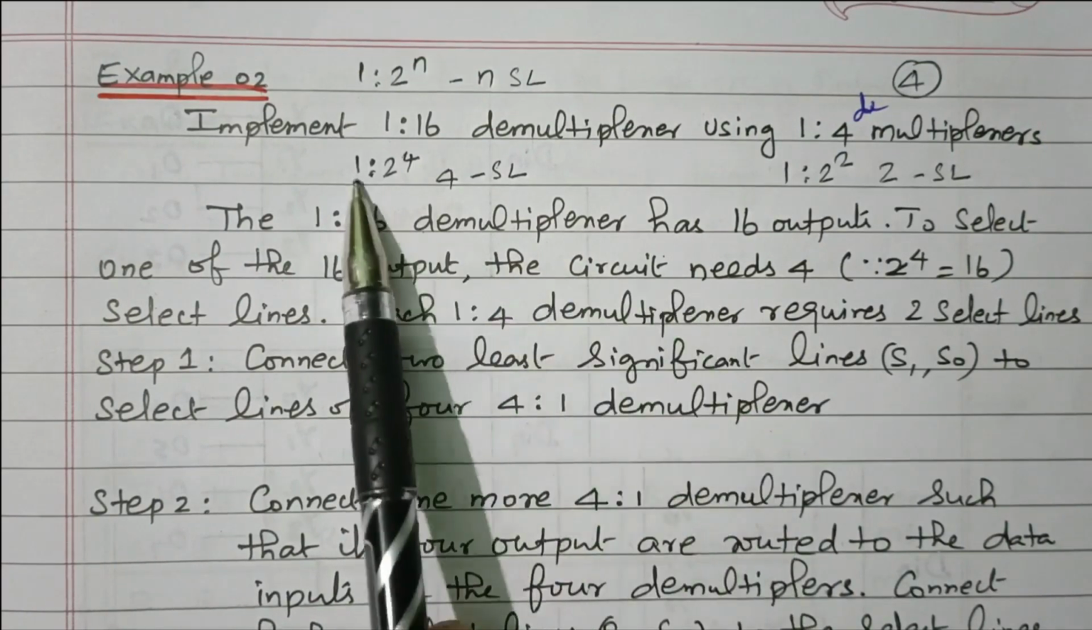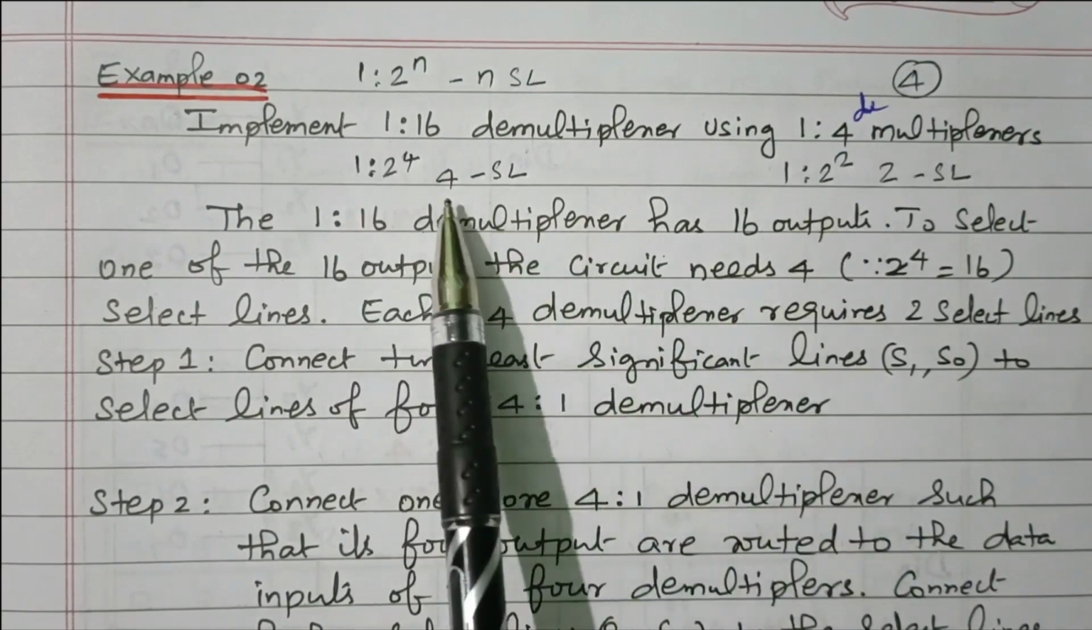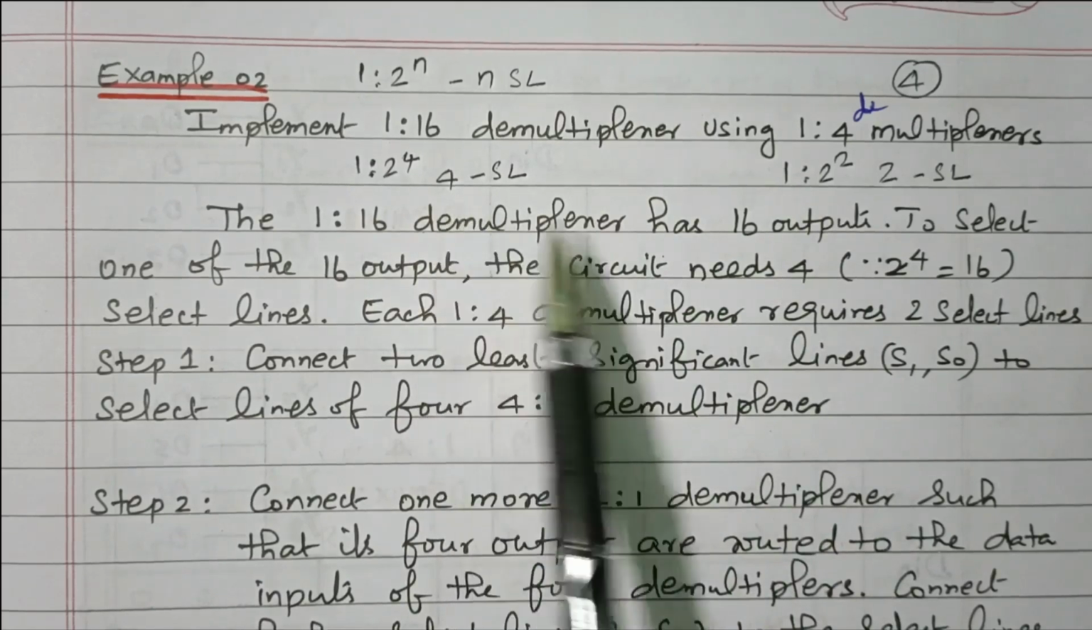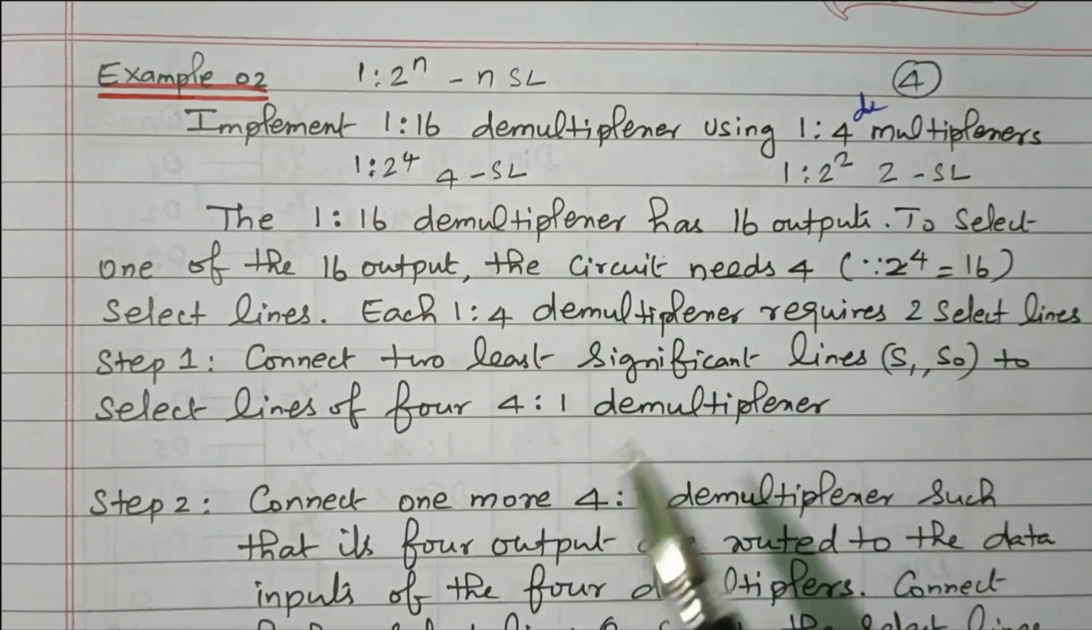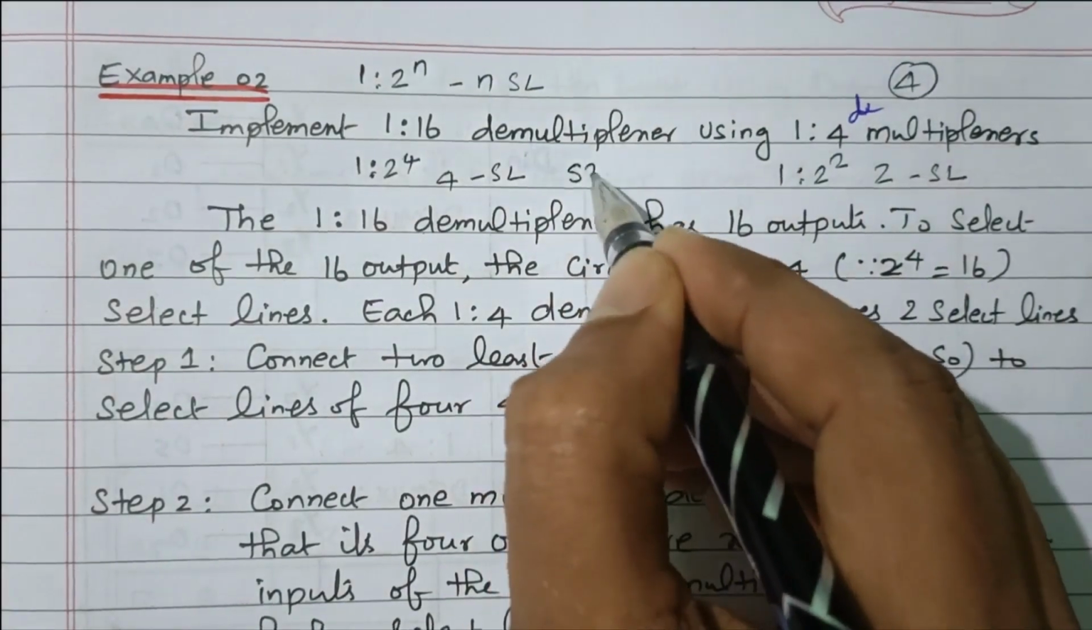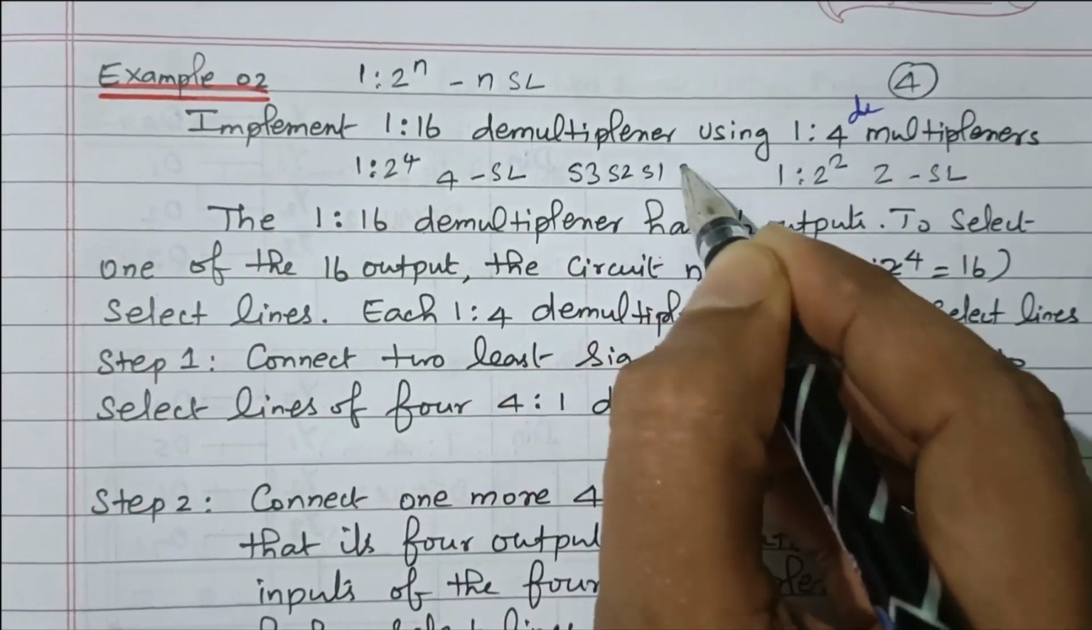right? So in both cases there is only one input, right? Here 4 selection lines are available, but in each 1:4 demultiplexer we need only 2 selection lines, right? So in this, let us consider S3, S2, S1, S0.